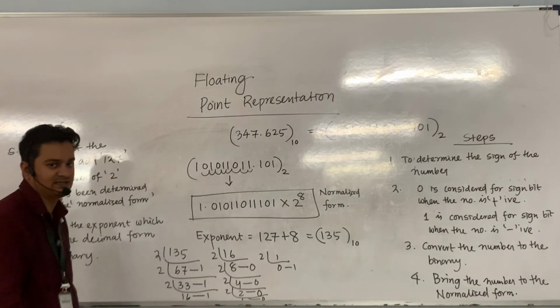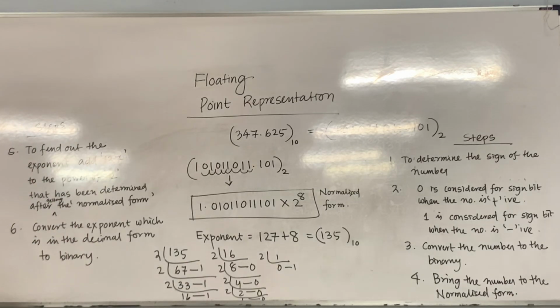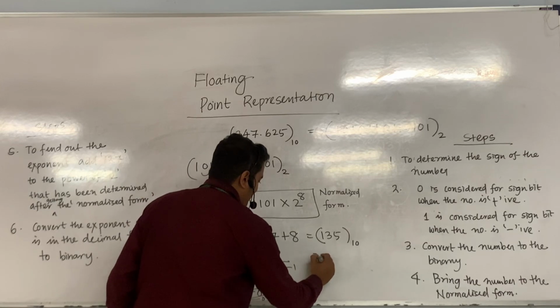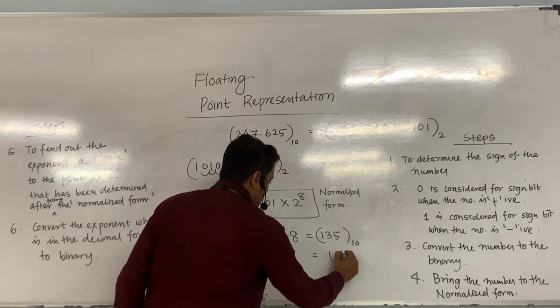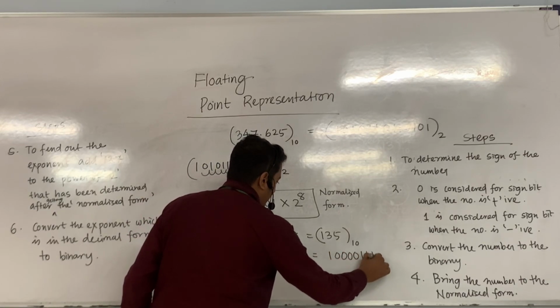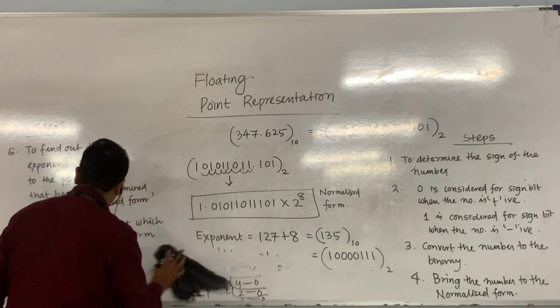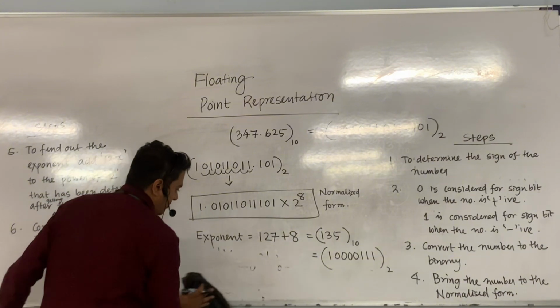This is the conversion. Already you know how to convert. Still I have written. So now I will write this one is equal to 1, 0, 0, 0, 0, 1, 1, 1 in the binary form. Already we have converted. The sixth step is over.